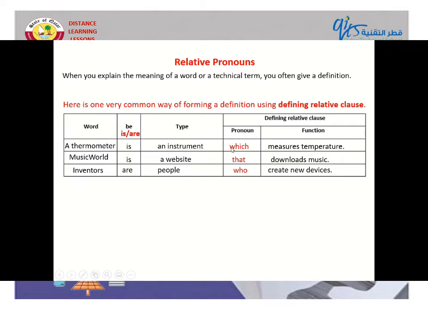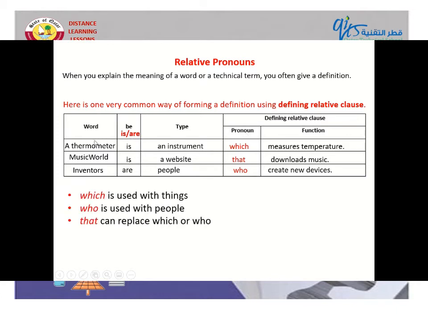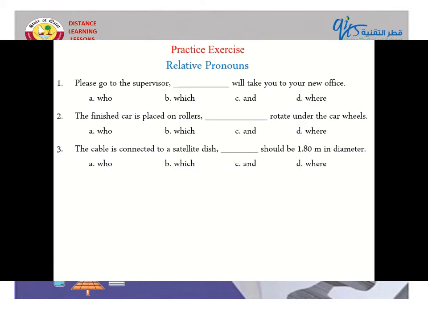In this column, we have which, that, and who as our relative pronouns. You can see that which is used with things, just like here, thermometer. Who is used with people, like inventors here, we have who. That can replace which or who. Now, let's answer some questions about relative pronouns.